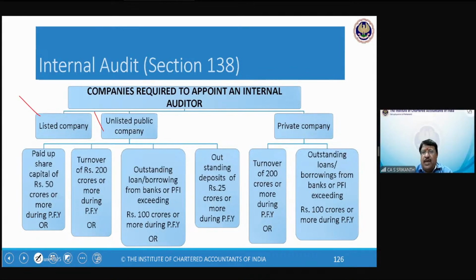Okay. Then outstanding loans, borrowings from banks or PFI exceeding 100 crores or more. And forget 200 crores, it's small change in the pocket in a city like Mumbai or Ahmedabad. Forget that. It's only in other states which are not yet fully developed that these amounts cannot be seen by businesses.